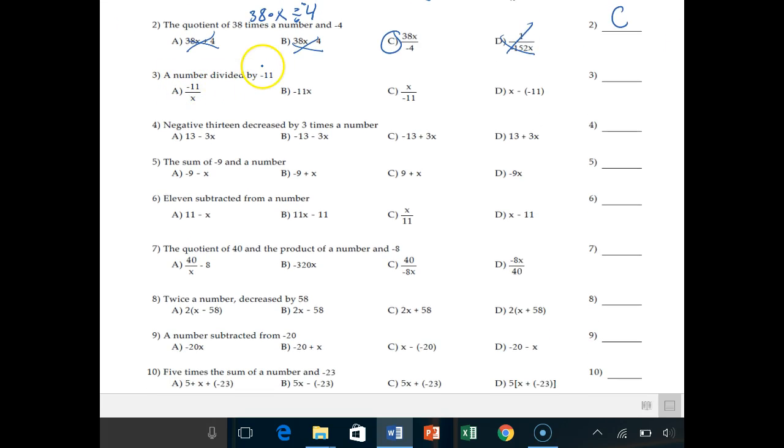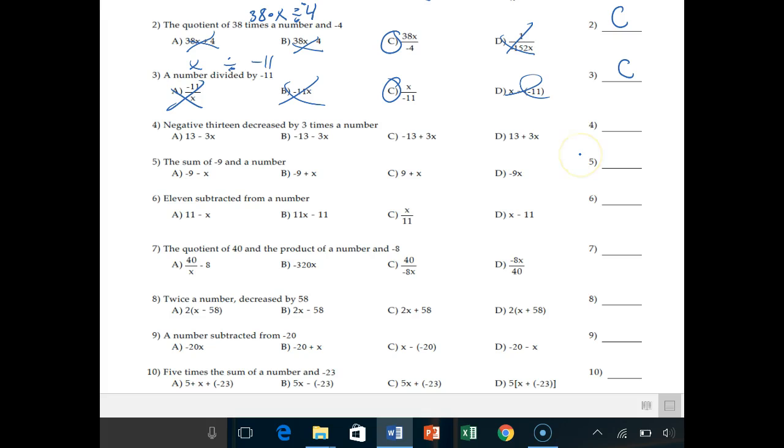A number divided by negative 11. So x divided by negative 11. That's negative 11 divided by a number. So that's flip-flopped. This is multiplication, so that's wrong. This is obviously the right answer. This is subtraction, so C.